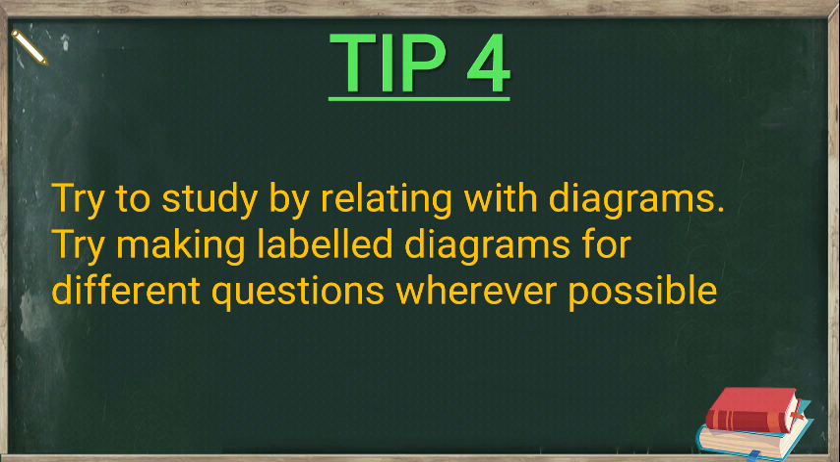Tip number 4, try to study by relating with diagrams. Try making labeled diagrams for different questions wherever possible. So this is the best way. If you are reading any topic, say the human digestive system, first read the entire human digestive system once and then try to relate whatever you have read with the diagram. You will find that you have understood the entire topic. Okay, you have understood the important terminology.